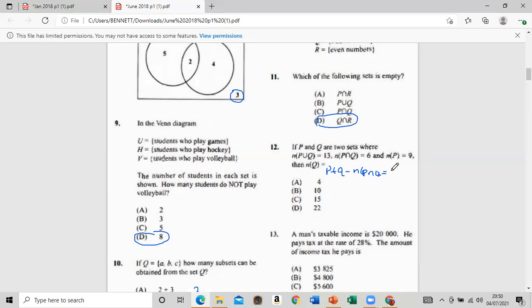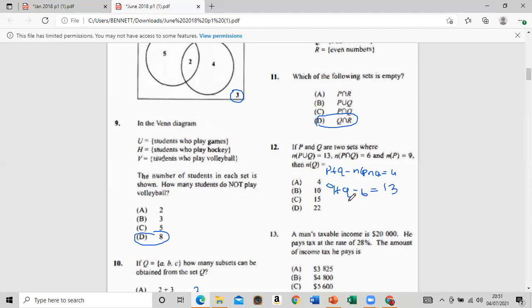That is equal to the union. Alright, so they give us, let's write the U for union. So the number in P is what? 6. No, the number in P is 9 rather. 9. We don't know what's in Q, so we can just put Q to represent that. Minus the number in that is 6. So that must give us 13, and then we can just transpose and we get the answer.